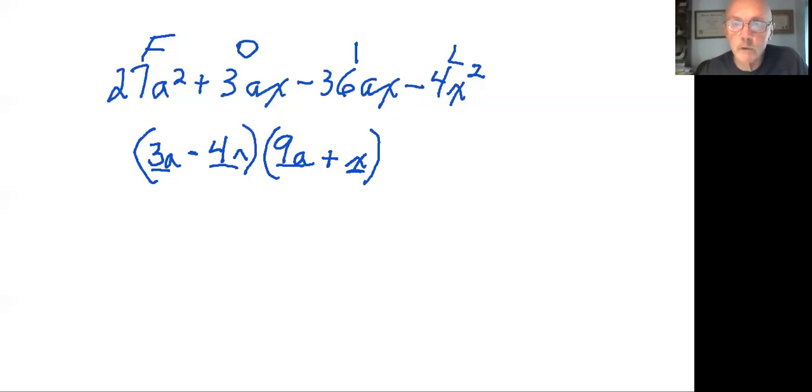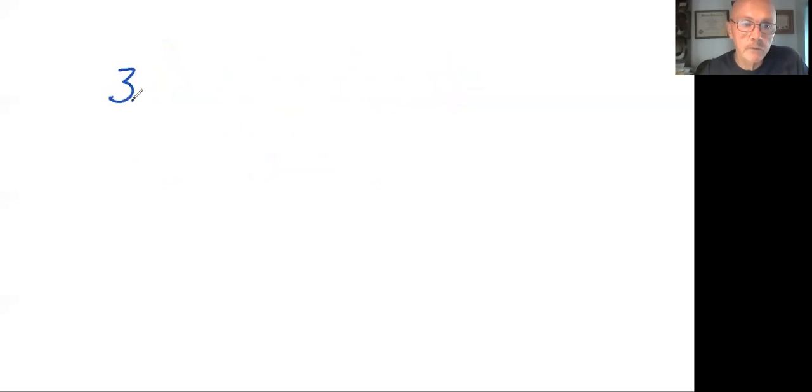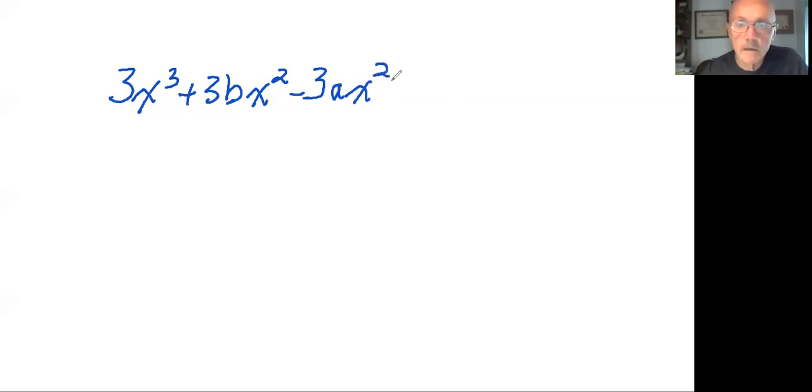I probably shouldn't give it away, but let's try 3x cubed plus 3bx squared. This one looks like a mess already. Minus 3ax, actually ax squared, and minus 3abx. I mean, what a mess. Try grouping this one? I don't even want to do that.